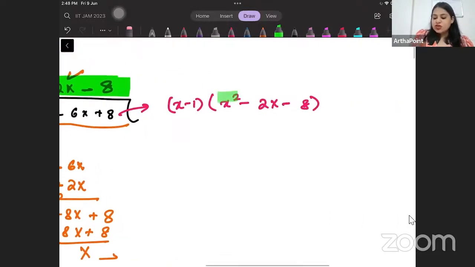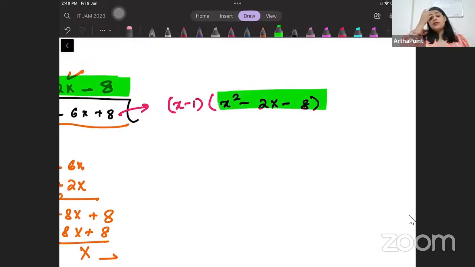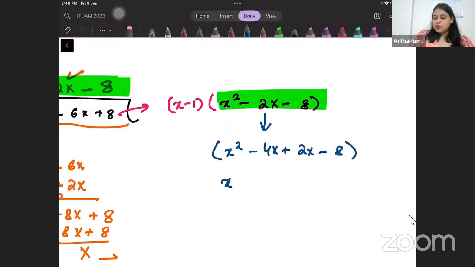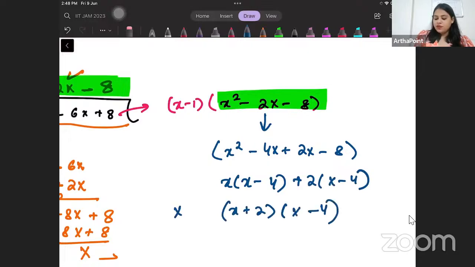Now find the zeros of this. You have to factorize this such that it becomes 0. So beta, if I need to factorize this, this can be x square, 8 is 4 into 2, so minus 4x plus 2x minus 8. So this will be x minus 4 plus 2, x minus 4. So this will be x plus 2 into x minus 4.